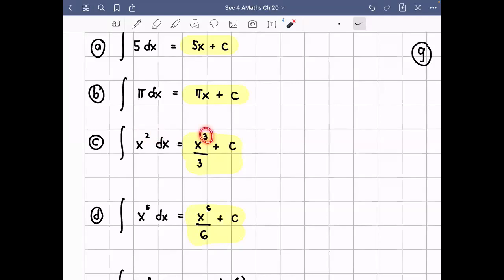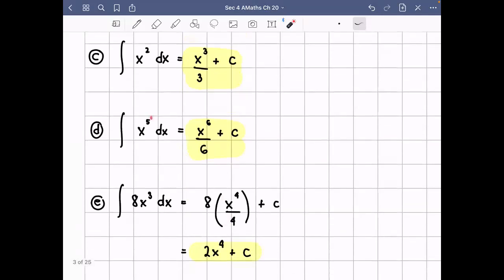And then also over 3. Whatever your index is, it's also your denominator here, and then plus c. Again, if you have x raised to 5, the antiderivative of x raised to 5 is x raised to 6 over 6.